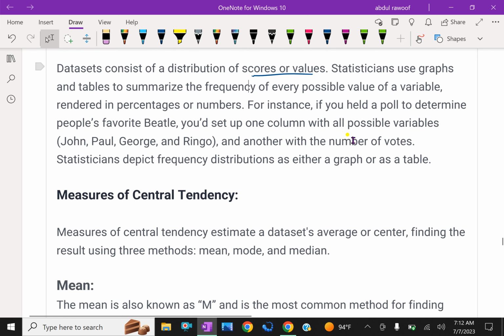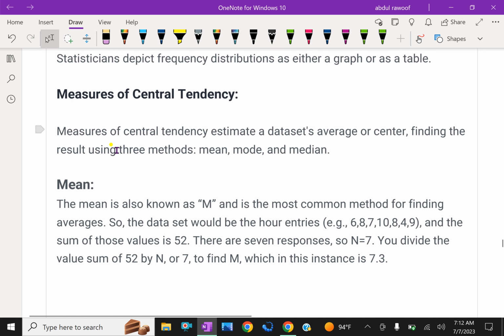For instance, if you held a poll to determine people's favorite Beatle, you would set up one column with all possible variables, for example, John, Paul, George, and Ringo. These are the names of the persons, and you write the respective scores next to them, and another column with the number of votes. A statistician depicts a frequency distribution as either a graph or a table.